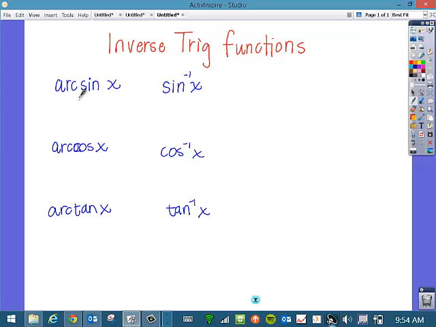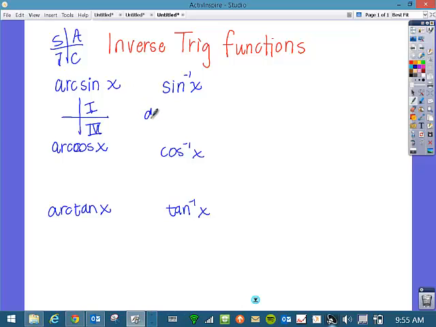So arcsine, you're either going to be in quadrant 1 or quadrant 4. So all students take calculus. Sine is positive in the first quadrant and negative in the fourth quadrant. So if your value for arcsine is positive, you're going to draw your triangle in the first quadrant. If your value for arcsine is negative, you're going to draw your triangle in the fourth quadrant.